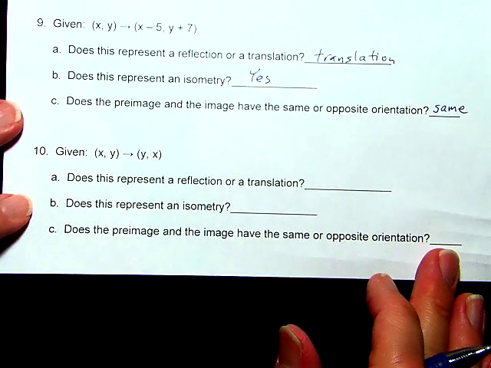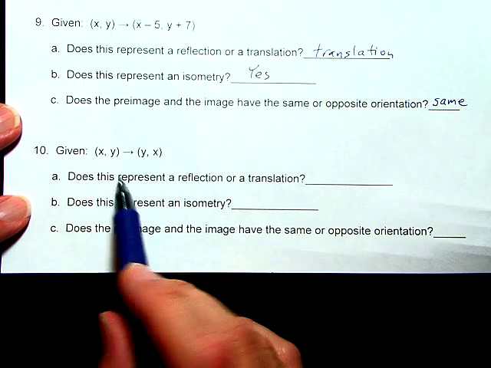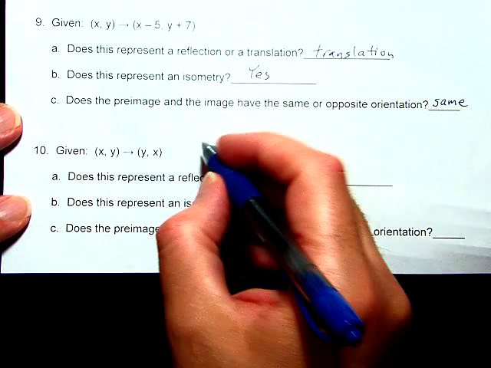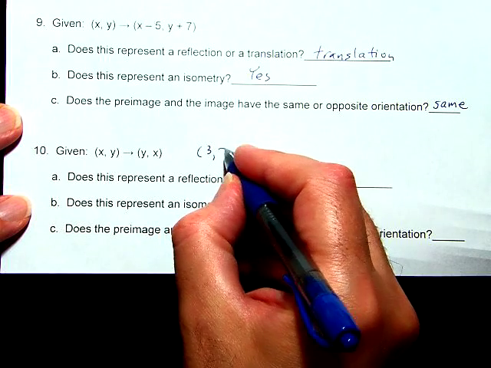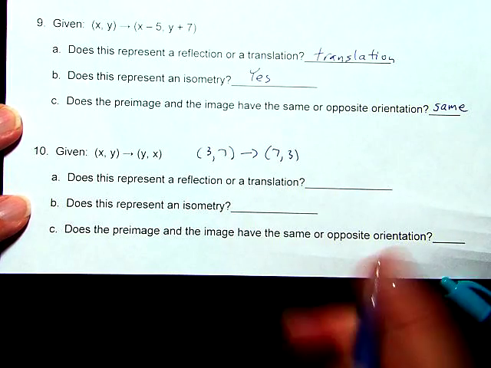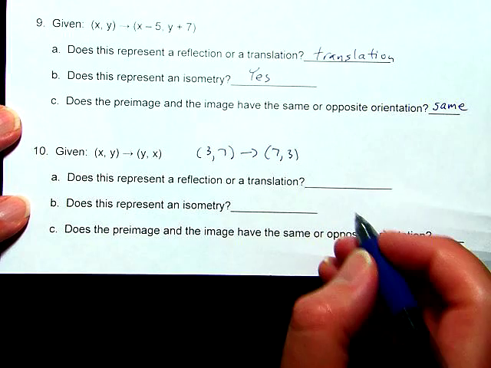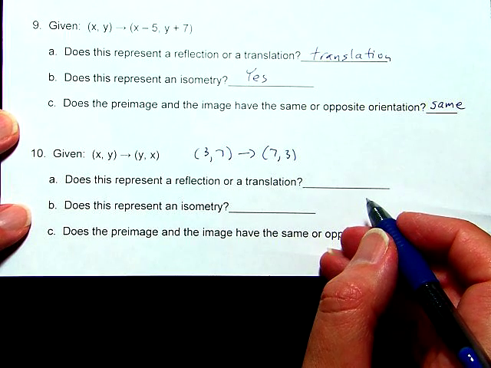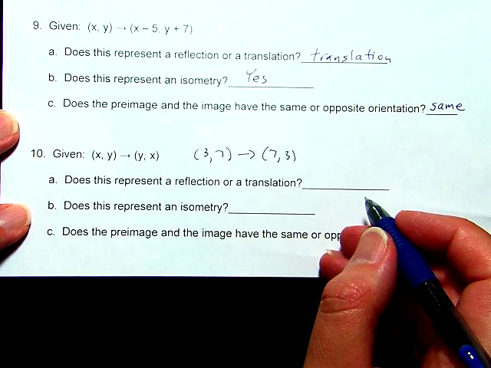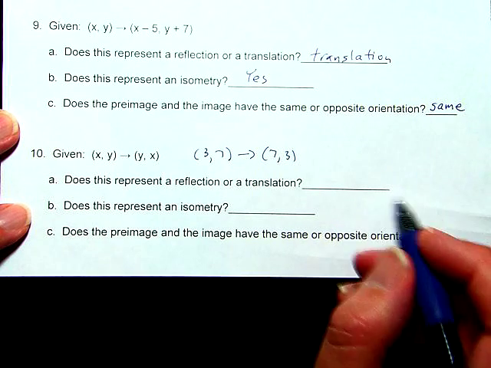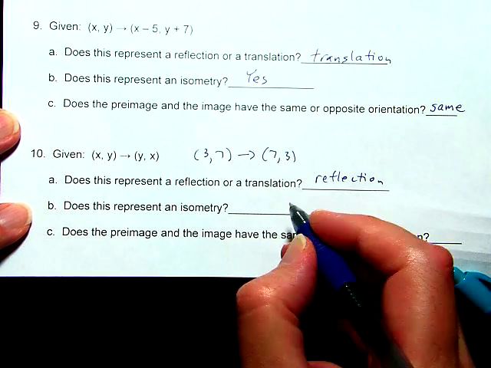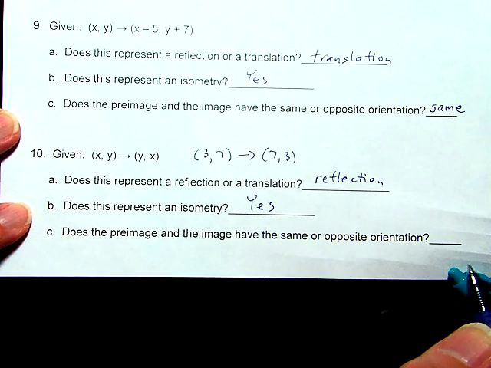Question number 10 gives us a different transformation. It takes us from (x, y) to (y, x). For example, that would be like (3, 7) going to (7, 3). Okay. Does this represent a reflection or a translation? Well, we encountered this in our reflection portion of our video, and this is indeed a reflection. In fact, we know reflections are isometries, so it is an isometry.